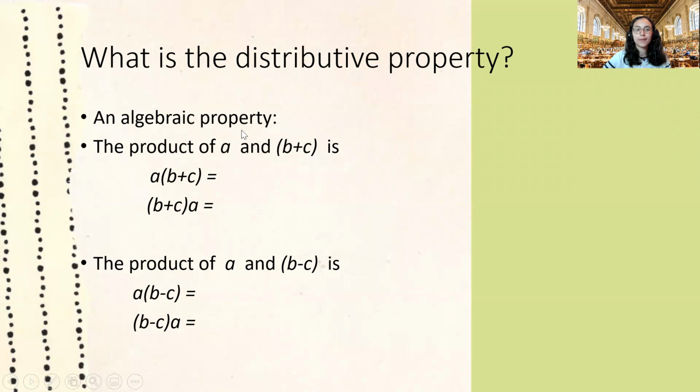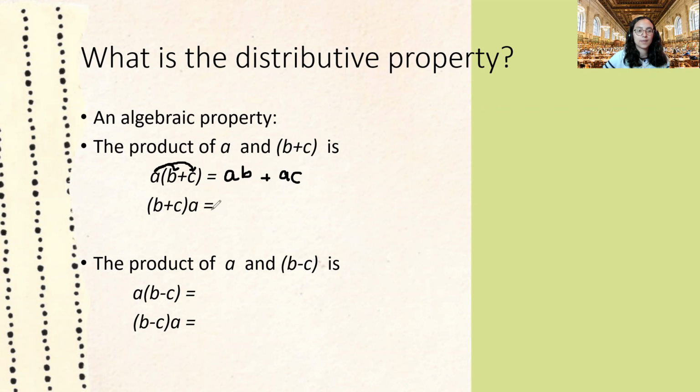So the distributive property is an algebraic property and it basically tells us how to approach, for example, the product of A and the parentheses, this sum in the parentheses, okay? So when we use the distributive property, for example here, we're going to distribute A to these two numbers. So it would be A times B plus A times C.